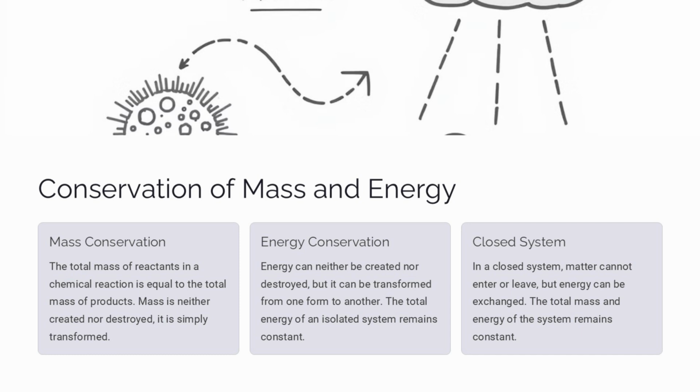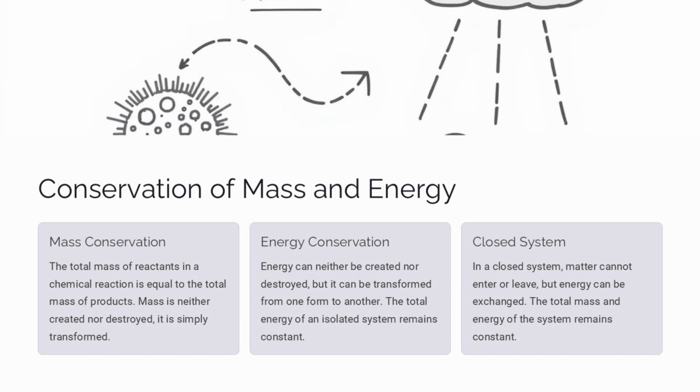The fundamental principles of conservation of mass and energy are critical to understanding many scientific phenomena. Mass is never created or destroyed in chemical reactions. It is simply transformed from one form to another. Similarly, energy can change forms, but the total amount of energy in an isolated system remains constant over time.